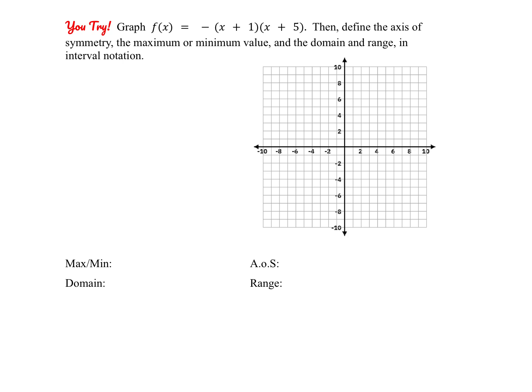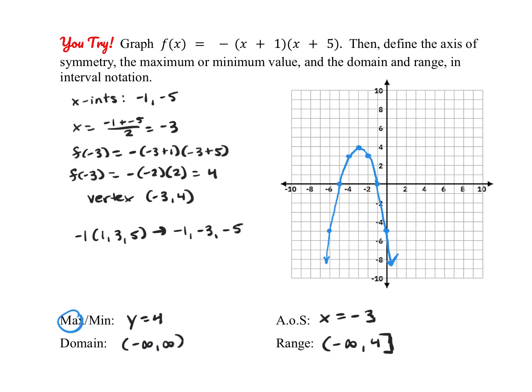All right, here I have one for you to try on your own, so please pause the video and give it a shot. All right, go ahead and check your work here. We have x-intercepts at negative 1 and negative 5. So the x value of the vertex is halfway in between at negative 3. Plug it in to find the y value of 4. So check your work below. Again, I graphed using my vertical growth pattern.